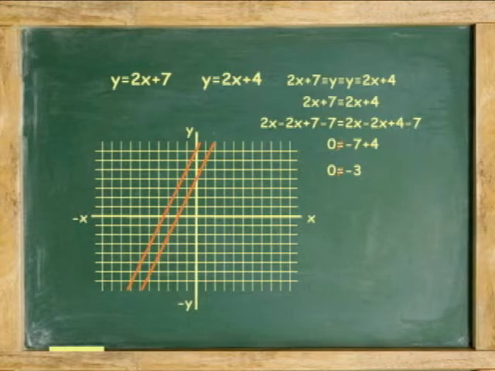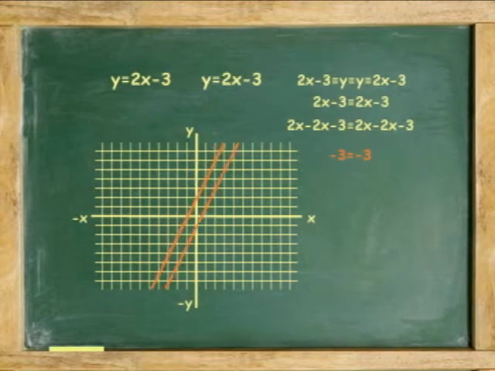The lines are parallel. If the solution had been a true statement, like -3 equals -3, then all the points of both lines are at the intersection and both lines are the same, which is a case of identity property.